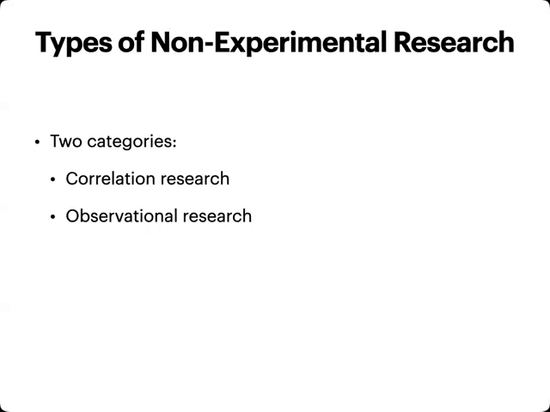There are two broad categories under non-experimental research methods. One is correlational and the other is observational. Correlational research methods involve at least two measured variables in which one level of a variable is likely to be associated with a particular level of another variable. It's important to note that these variables are not manipulated by researchers.